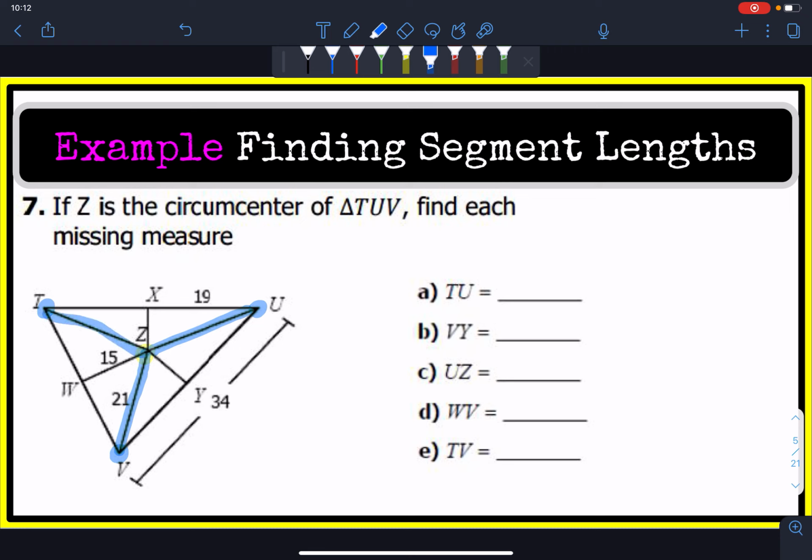Sorry, I'm trying to make a straight line here and not coming out very well. There we go, much better. So those three segments are equal distance. So they're all going to be 21. Since as you see here, that's 21, then all of those sides are going to equal 21.